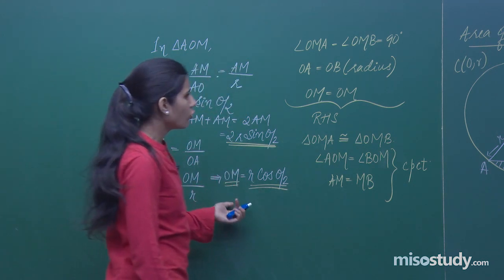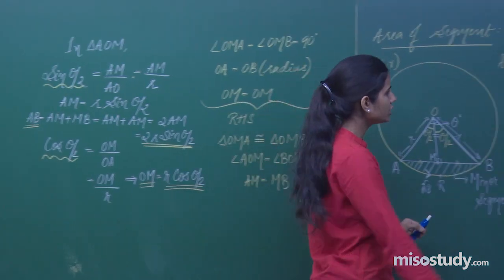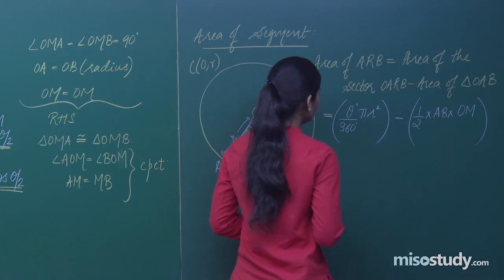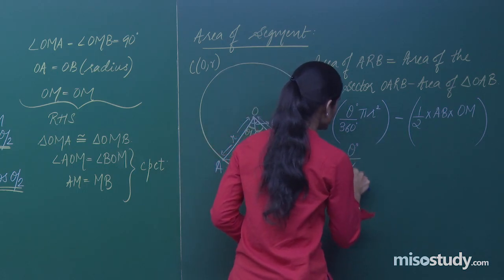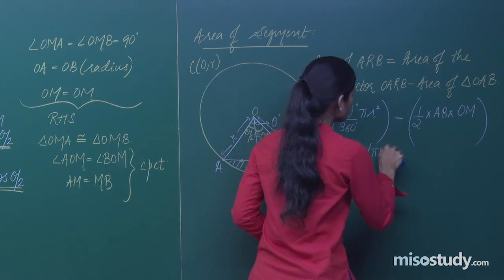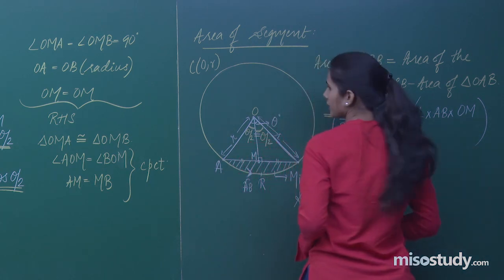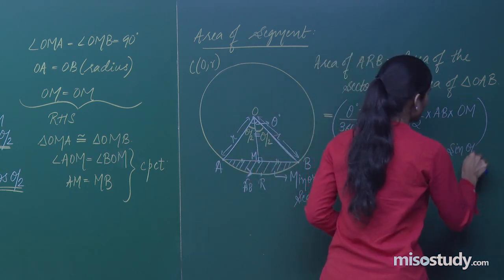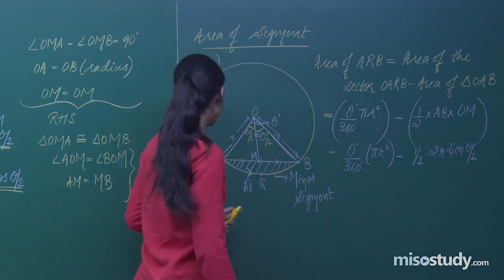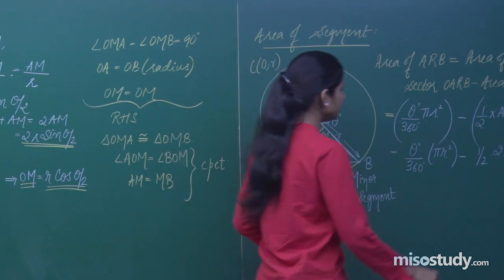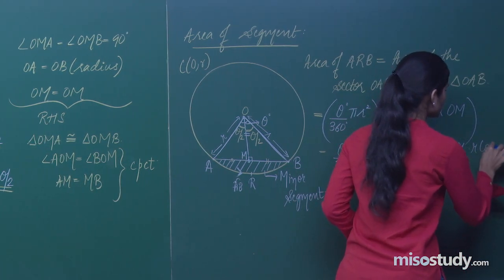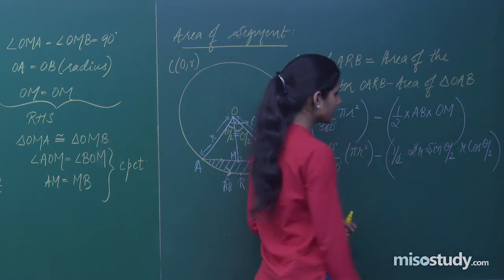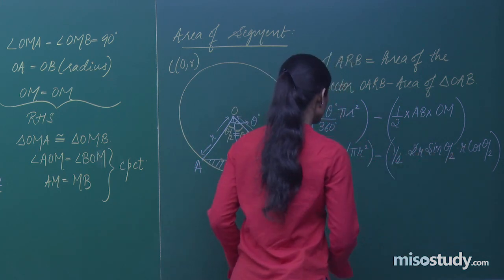If AB is with me, OM is with me, I am just wishing to plug their values in here to get the area of the triangle. So I have theta by 360 pi r square minus half of AB. AB is 2r sine theta by 2, and this is r cos theta by 2. OM is r cos theta by 2. So clearly this 2 gets cancelled out. This r and this r is r square. Here also there is r square.